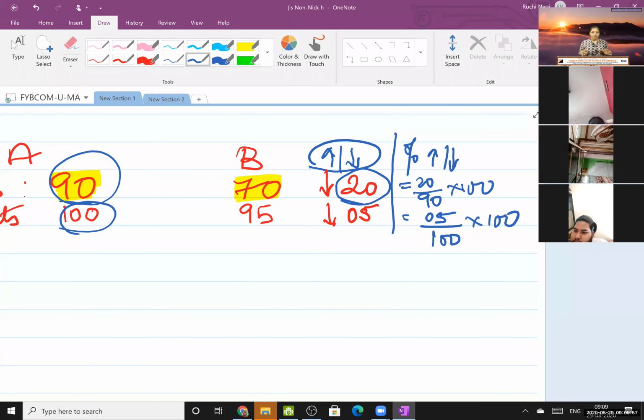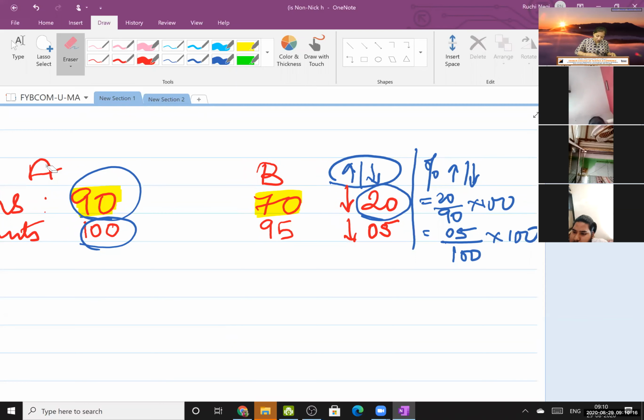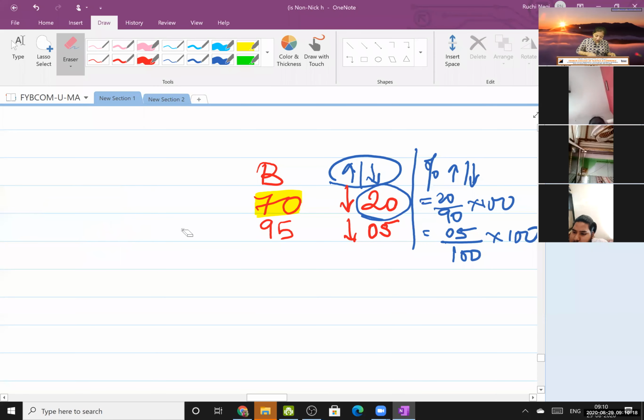Okay, is it clear? So in comparative analysis, you will compare the base year with the next year. You will see whether the calculations are increasing or decreasing, and accordingly, you will also calculate the percentage increase or decrease for the same. Am I clear about this? समझ में आया? Acknowledge it in the chat box.